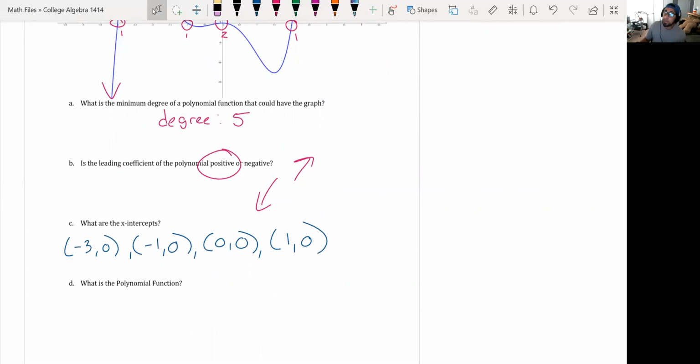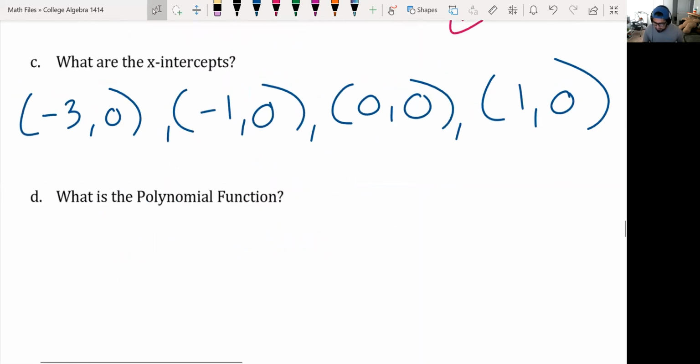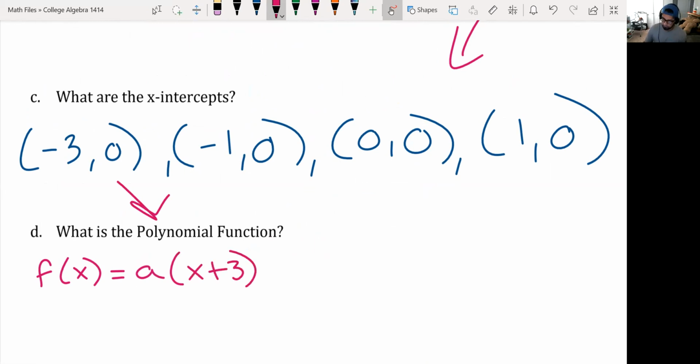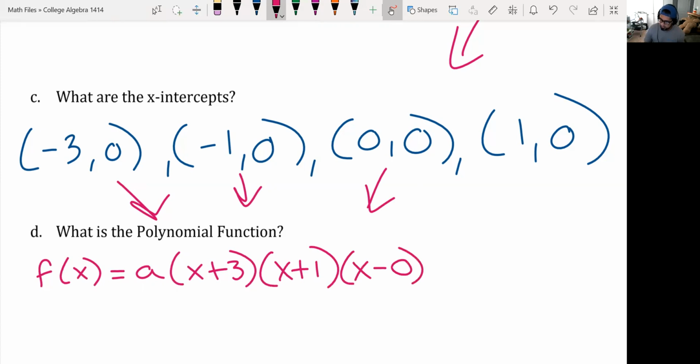And now it says, build the polynomial function. What is our polynomial function? So that means take these x-intercepts, write them back into factored form. So you'll have f of x, and we'll start with a, because we have no idea what the leading coefficient is. So our job is to solve for a. And here we go. -3, so you'll have x plus 3. -1, x plus 1. 0, 0. We'll just say x minus 0.